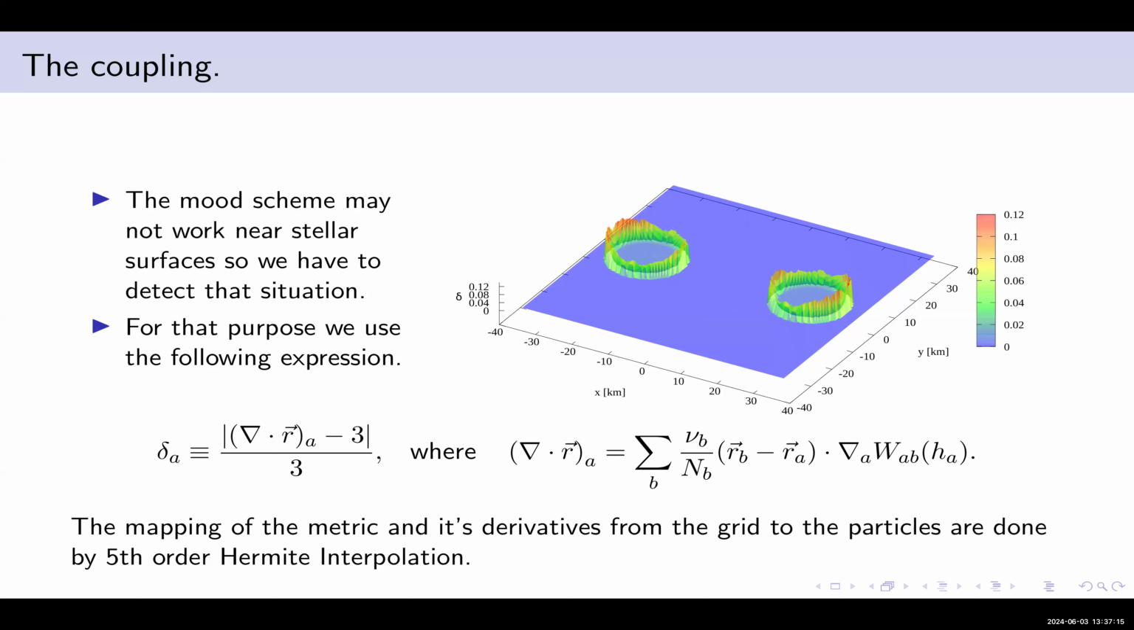The mapping of the metric and its derivative from the grid to the particles is simply done by fifth order polynomial interpolation. So standard, well, not quite standard, but almost standard polynomial interpolation.